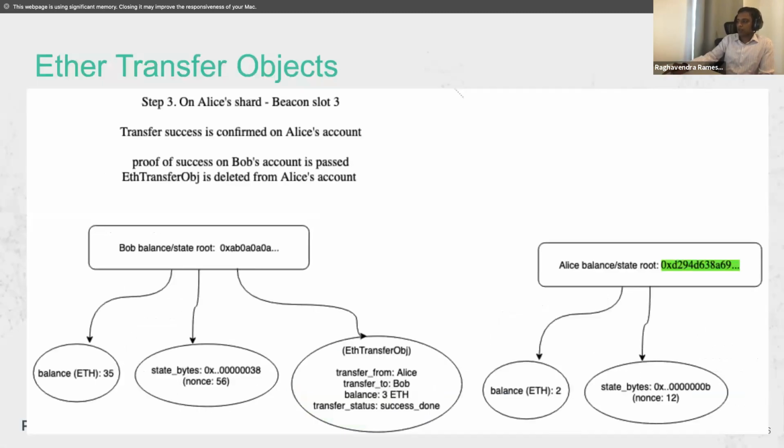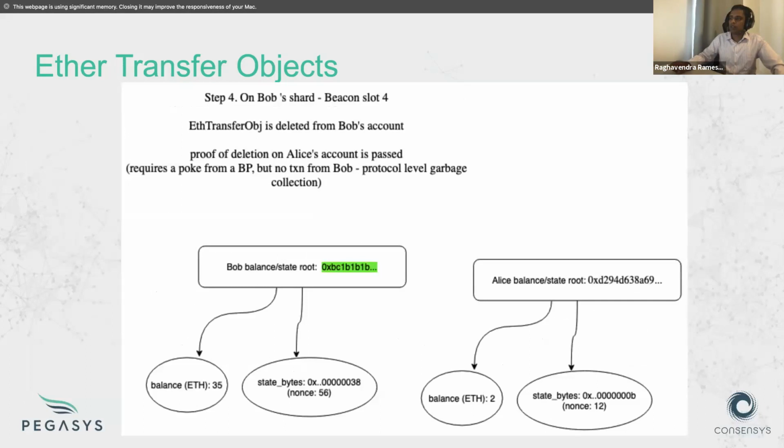So the next step is to clear up these ETH transfer objects. In a subsequent slot, Alice will first destroy this object after looking up the Bob state saying that the status has been done, or using the crosslinks. And then in the next subsequent slot, Bob gets to destroy his ETH transfer object. Now the transfer is done, using precisely the state space.